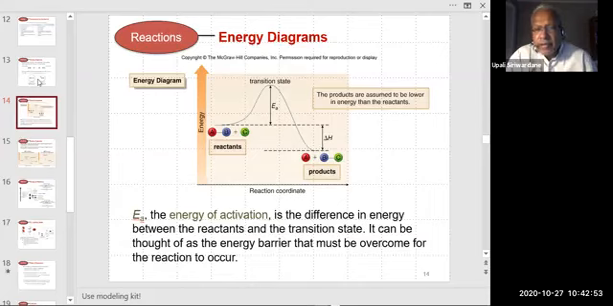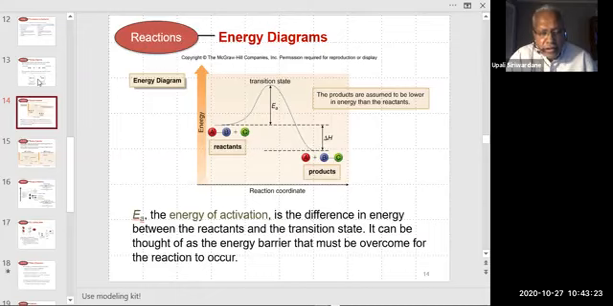In this reaction, products are assumed to be lower energy than the reactants, because the energies of reactants are higher than the products. So it's an exothermic reaction. The energy is released when reactants go to product. Activation energy is absorbed and released, so this is energy neutral.